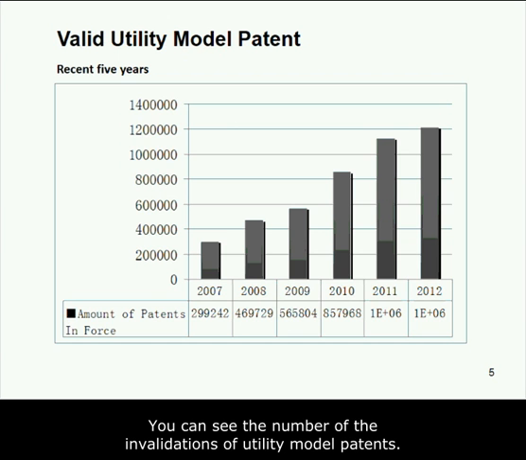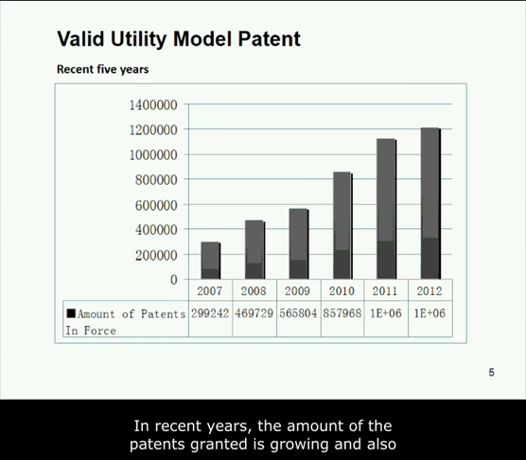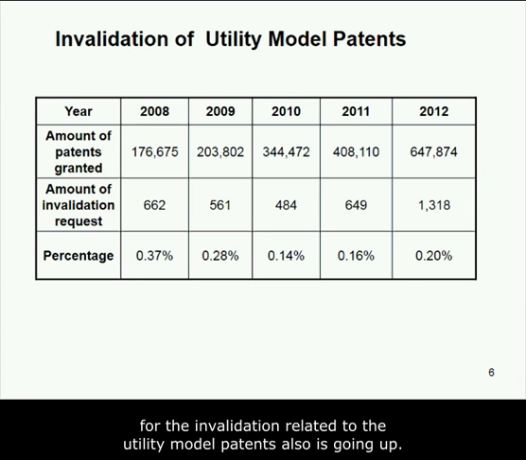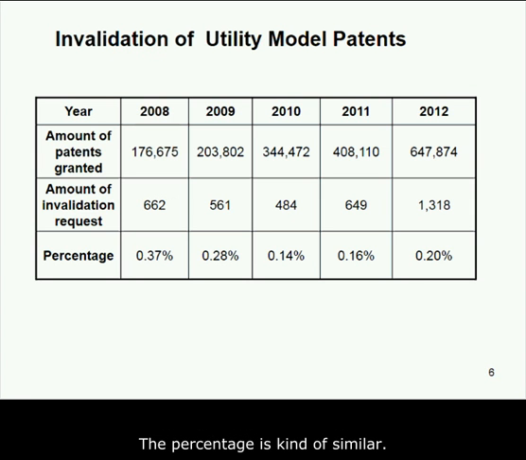You can see the number of the invalidations of utility model patents. In recent years, the amount of patents granted is going up, and also the invalidation related to the utility model patents is going up. But the percentage is kind of similar.